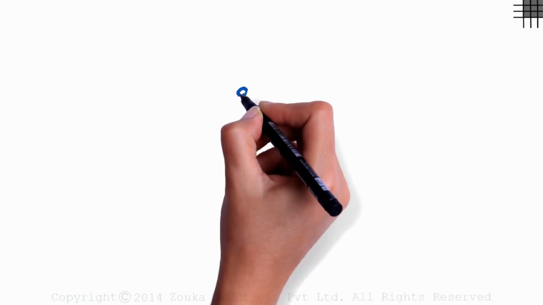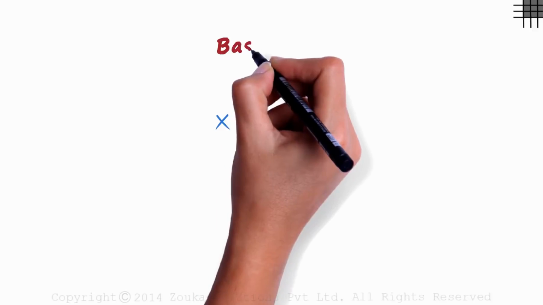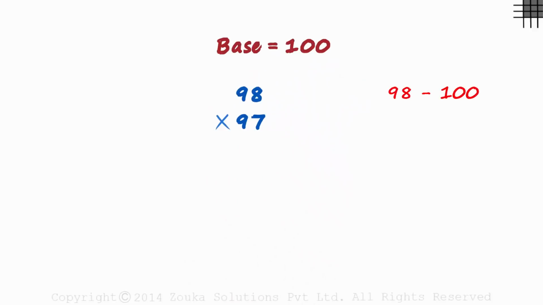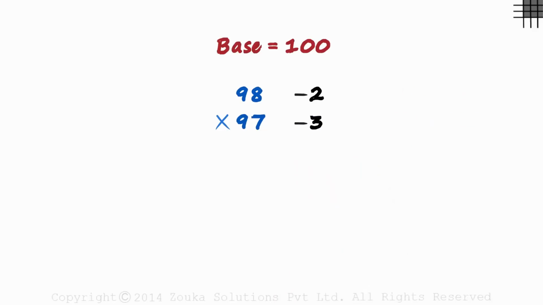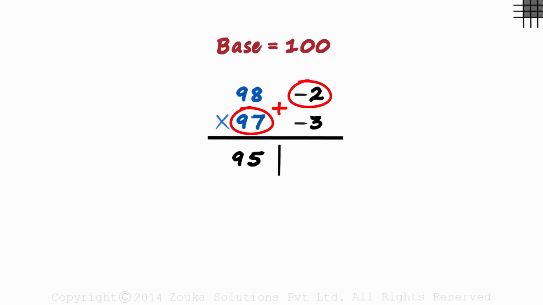Say we want to multiply 98 with 97. Both these numbers, as we can see, are close to 100. So the base is 100 here. 98 minus 100 is minus 2 and 97 minus 100 is minus 3. Then we make a partition. On the left we write the sum and on the right we write the product. 98 plus minus 3 is 95. Even 97 plus minus 2 will give us 95. And minus 2 times minus 3 is 6.